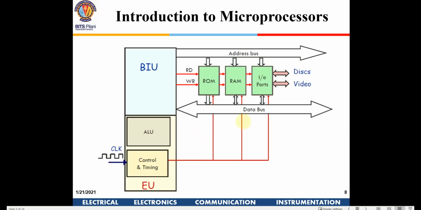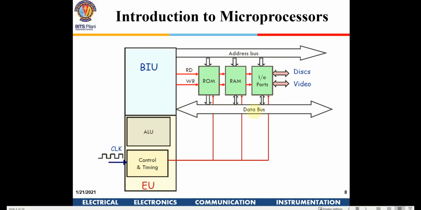This is another block diagram which we will see in the textbooks. BIU stands for bus interface unit. This is also part of the microprocessor. Whenever data is to be sent to a particular memory cell, it places the address of that memory cell on the address bus. Along with placing the address on the address bus, the BIU also sends the signals of read and write.